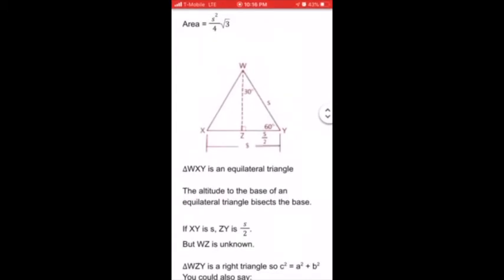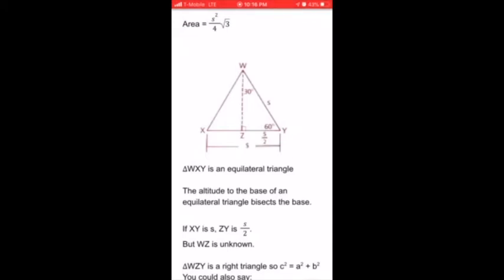The altitude to the base of an equilateral triangle bisects the base. All that means is that if you draw a line straight from the top of the triangle down to the bottom, that line will split that base into 2 equal pieces. So if xy is s, and also wy is s, then zy is s over 2. wz, the height of the triangle, is unknown.